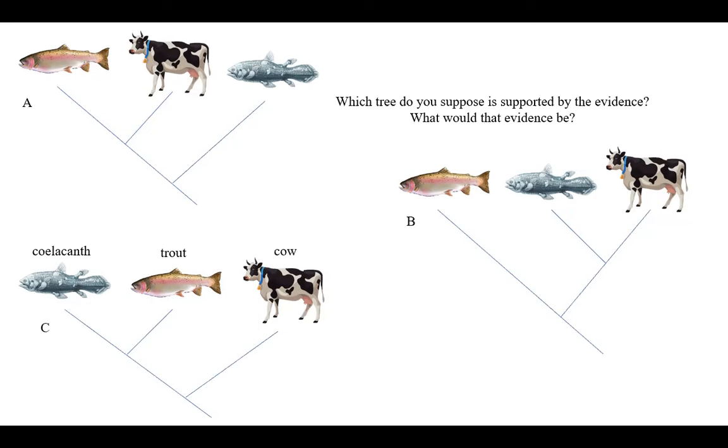Which one do you suppose is the actual relationship that we believe, based on an absolutely hilarious amount of scientific evidence? One of these trees, I 100% think is right, and the other two I think are 100% wrong. What one do you think it is? Talk to your neighbors. If you think it's one or the other, I don't care which one you pick, what is the evidence that's supporting why that would be true? Go ahead and chat with each other, please.